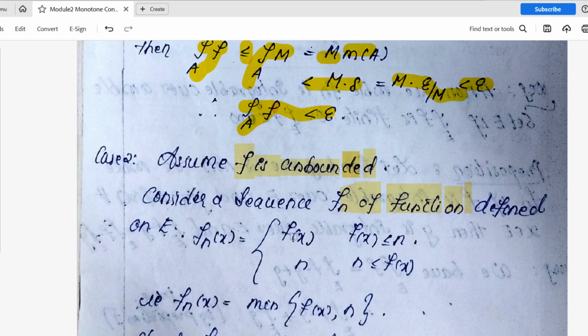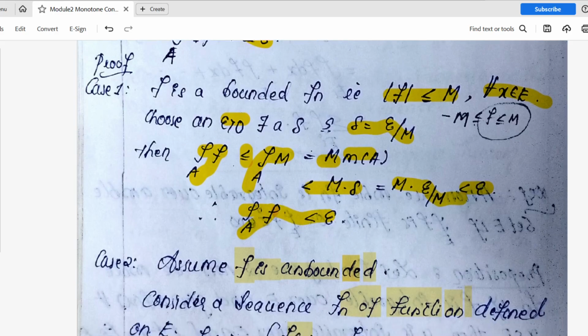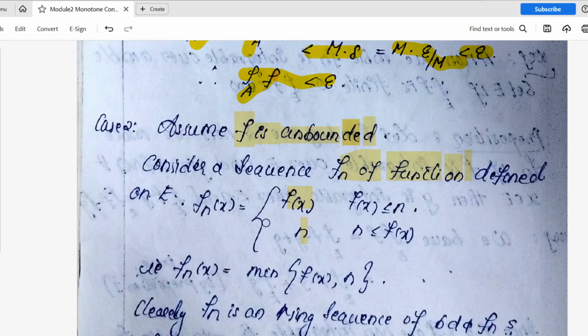So fn of x നെ എങ്ങനെ ചൂസ് ചെയ്തു? f of x and n, and so fn of x എന്ന് പറഞ്ഞാൽ is equal to minimum of f of x comma n. Okay, we can see that ഇതൊരു fn of x എന്ന് പറയുന്ന ഒരു increasing sequence of bounded functions ആണ്. It is a bounded function. So we are choosing fn of x in this way. fn of x എന്ന് പറയുമ്പോൾ it will be minimum value, minimum of f of x and n.